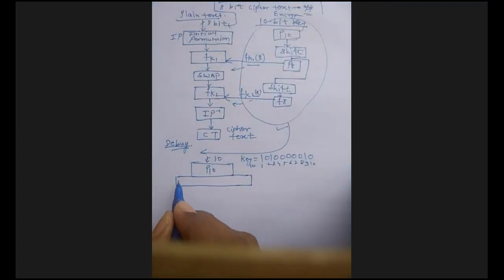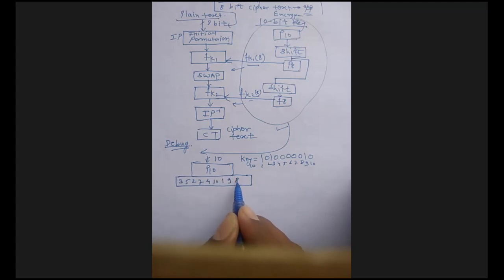First of all, the numbers start from 3 5 2 7 4 10 1 9 8 6. So these are the numbers they have given, and you have to apply them on this key for the initial permutation.